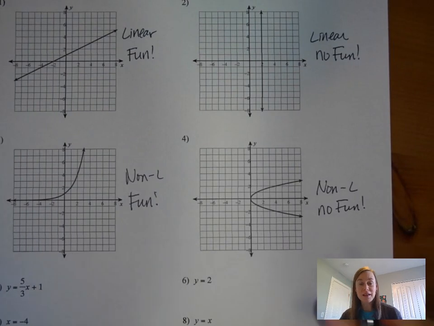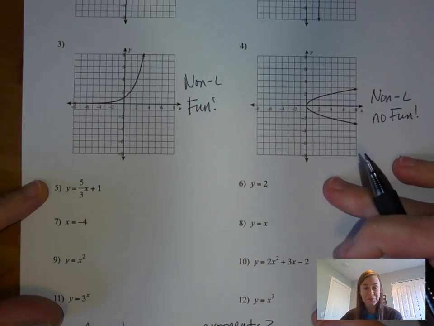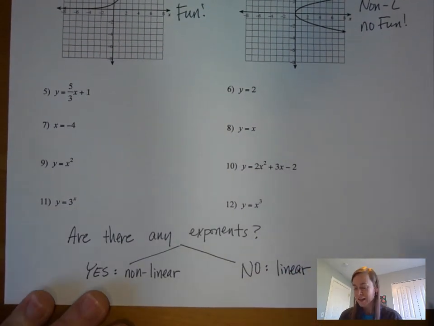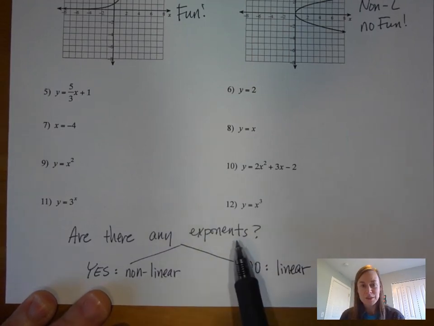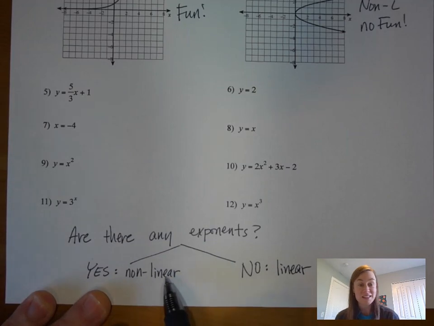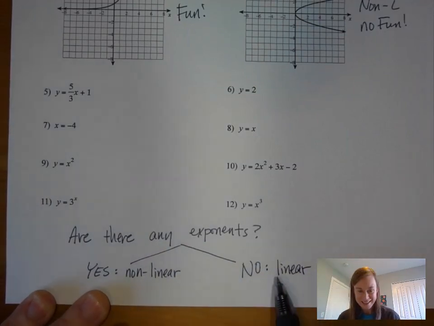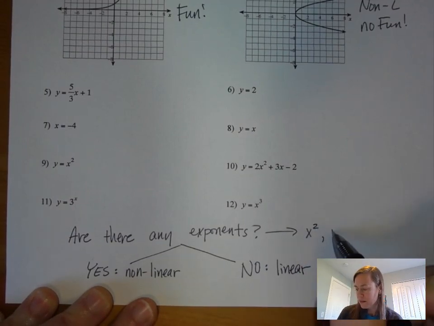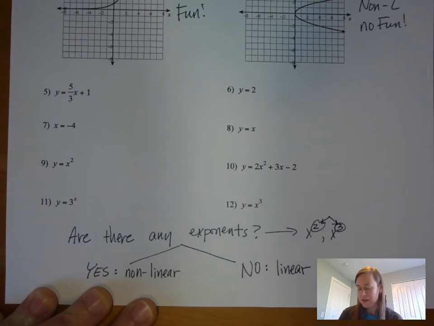Now let's talk about how to figure out if these equations are linear or nonlinear. And I've kind of written a little flowchart for us down here. A very, very short flowchart. There's one important question to ask yourself. Are there any exponents? And if the answer is yes, then it's not a line. But if the answer is no, it is a line. So what are exponents? Exponents are those little numbers, right? Up here. So these things, these guys are exponents.